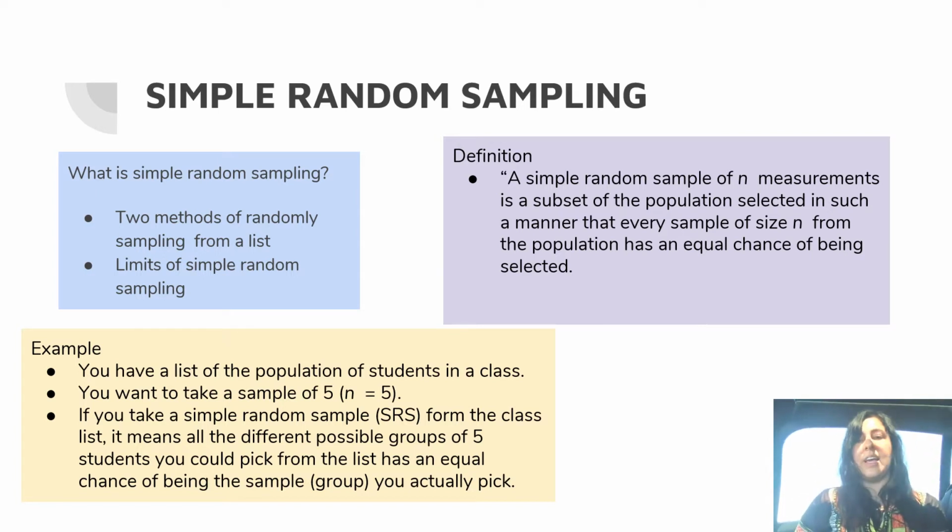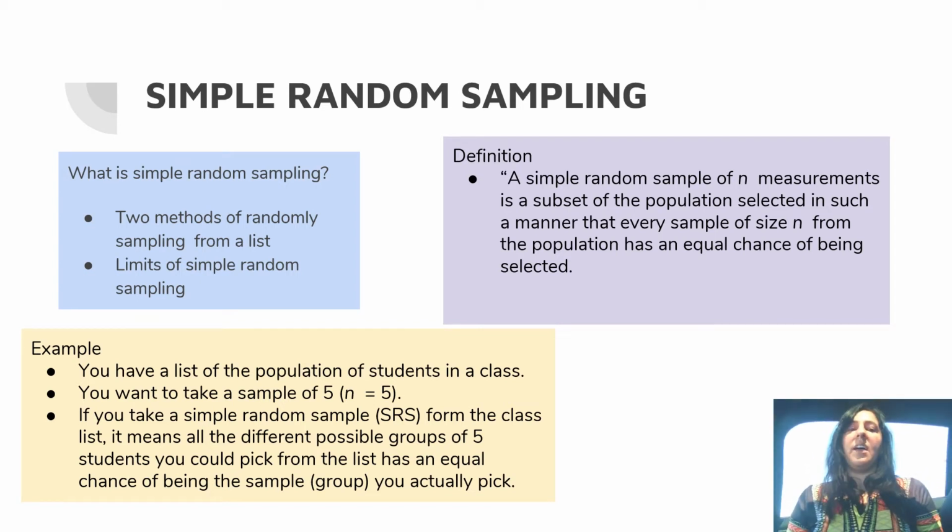So first, the definition of simple random sampling: a simple random sample of N measurements is a subset of the population selected in such a manner that every sample of size N from the population has an equal chance of being selected. Did you guys get what that means? Okay, let me tell you.